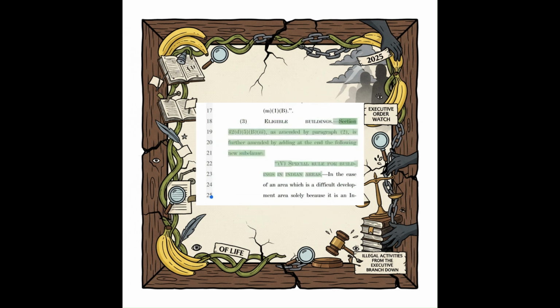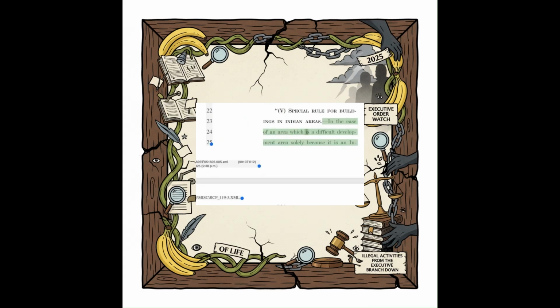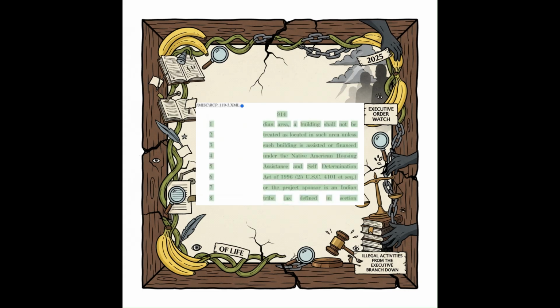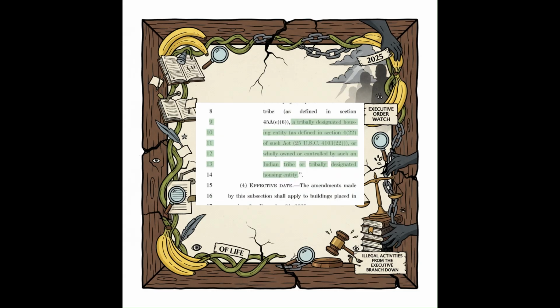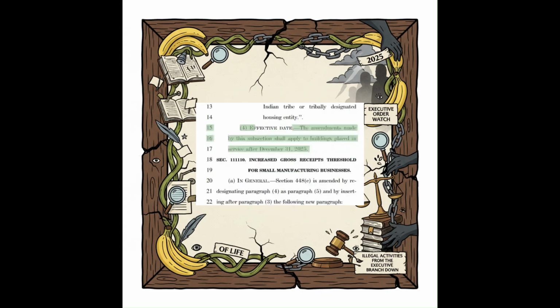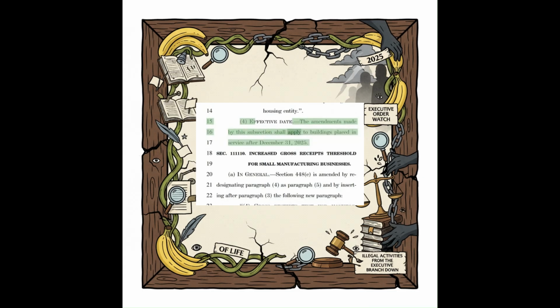Eligible buildings. Section 42, as amended by the paragraph, is further amended by adding at the end the following new subclause: special rule for buildings in Indian areas. In the case of an area which is a difficult development area solely because it is an Indian area, a building shall not be treated as located in such area unless such building is assisted or financed under the Native American Housing Assistance and Self-Determination Act of 1996, or the project sponsor is an Indian tribe, a tribally designated housing entity of such act, or wholly owned or controlled by such Indian tribe or tribally designated housing entity. The amendments made by this subsection shall apply to buildings placed in service after December 31, 2025.